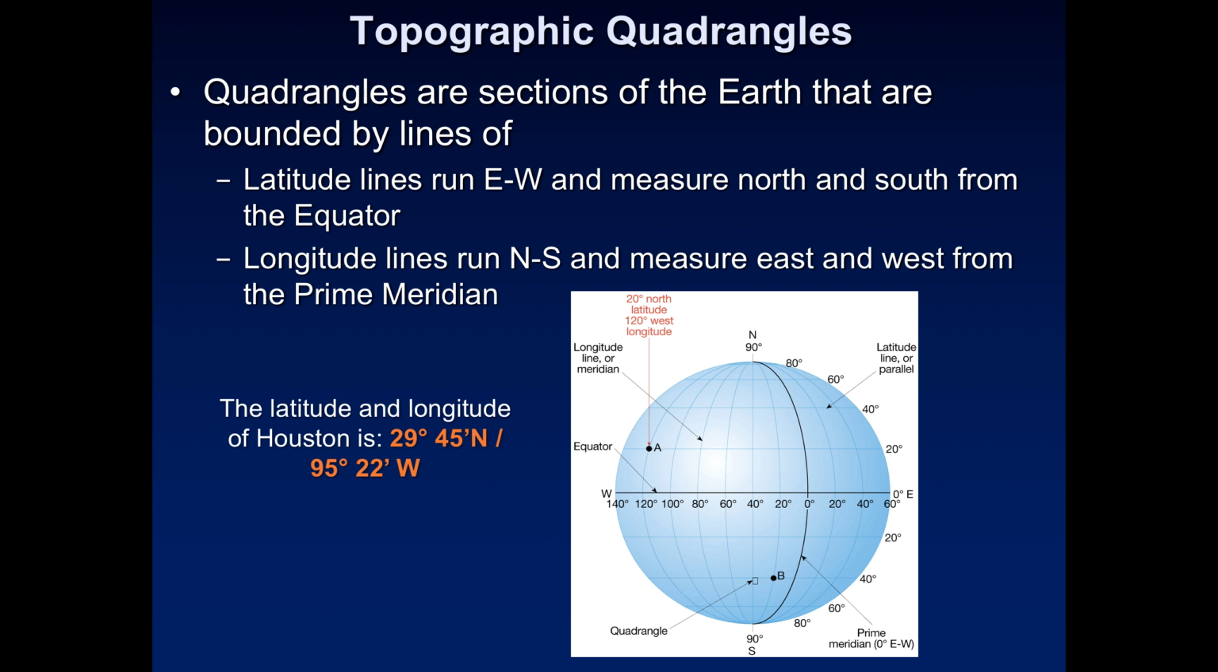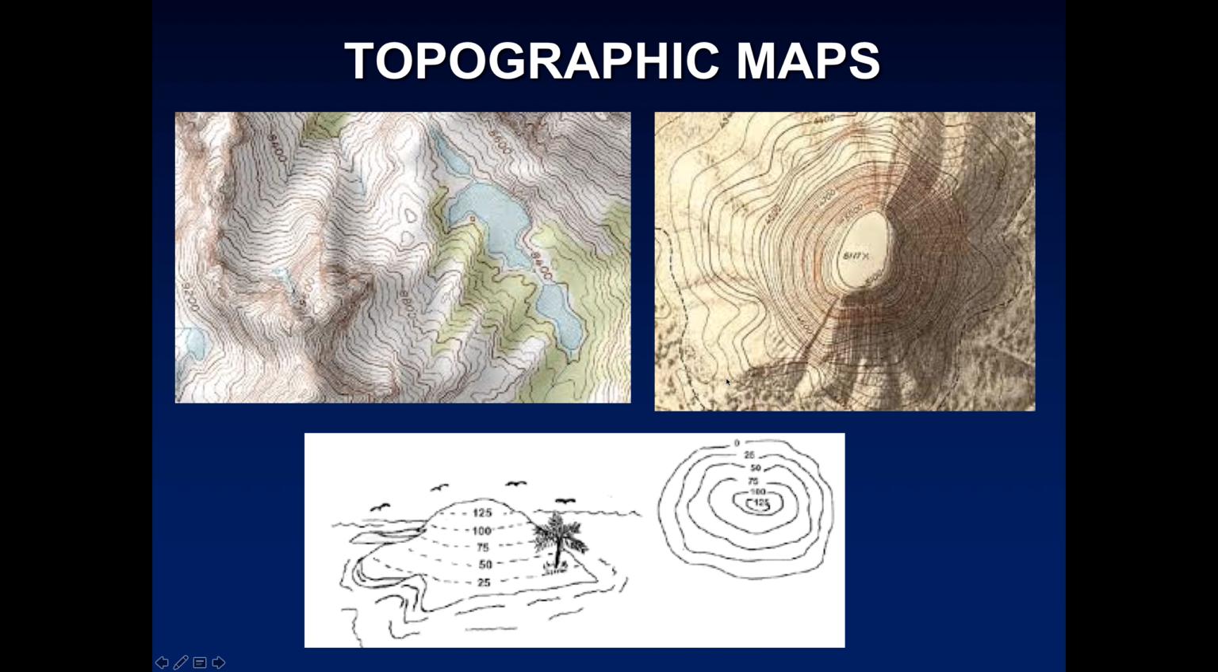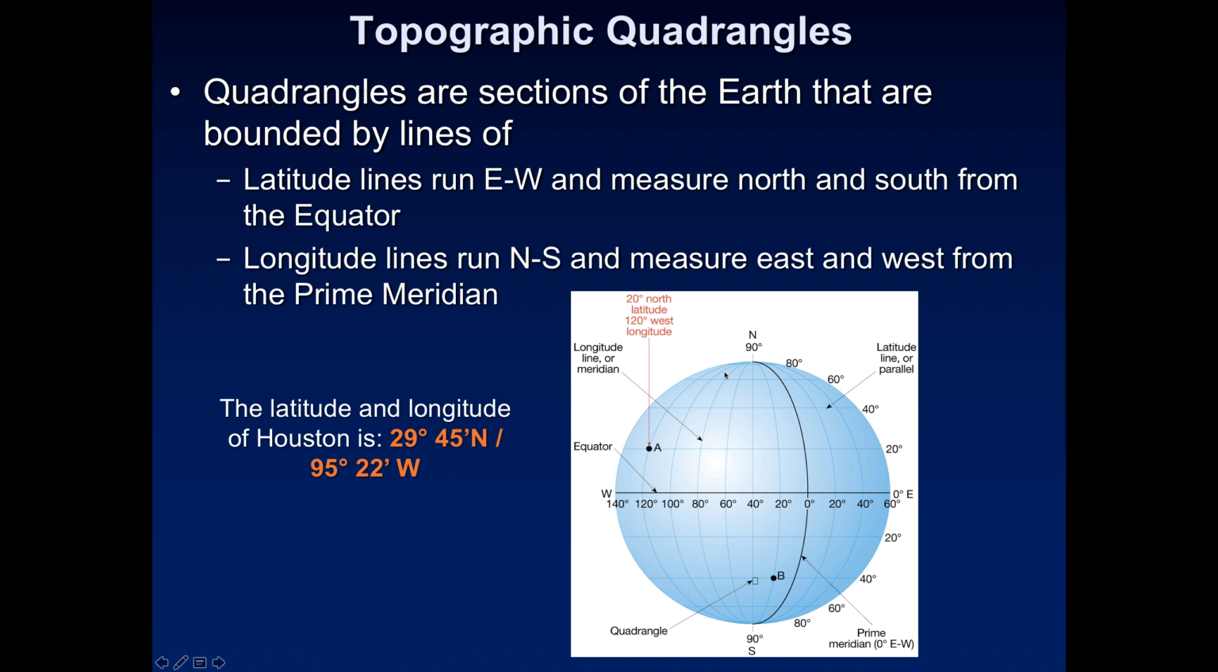When we look at maps, we often look at what are called topographic quadrangles. To put that into reference, these are sections of the Earth that are bounded by latitude and longitude. Going back, remembering latitude and longitude are degrees. Latitude lines run east-west, and longitude lines run north-south. You can see the longitude lines actually close in on each other at the poles. The latitude lines are always parallel to one another.